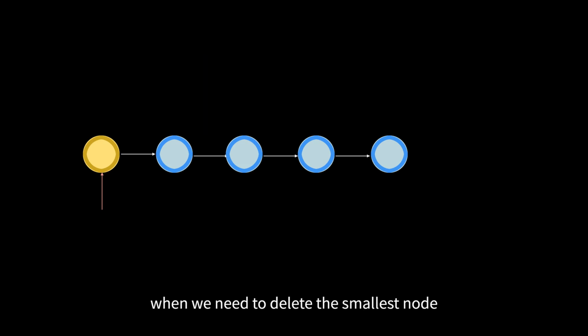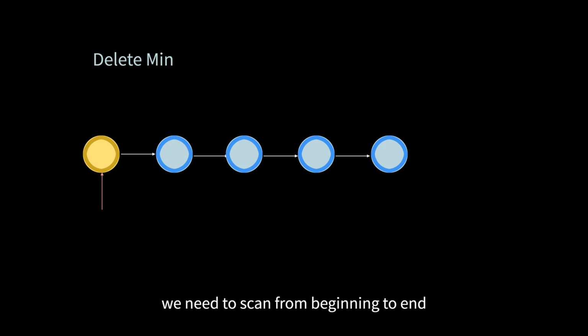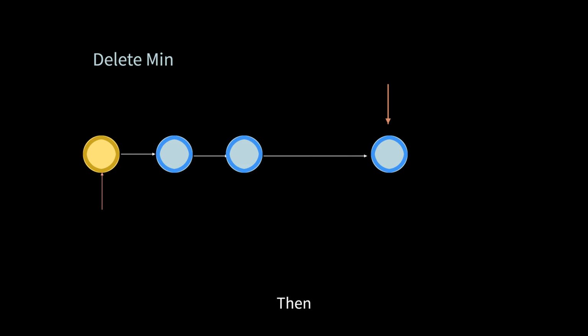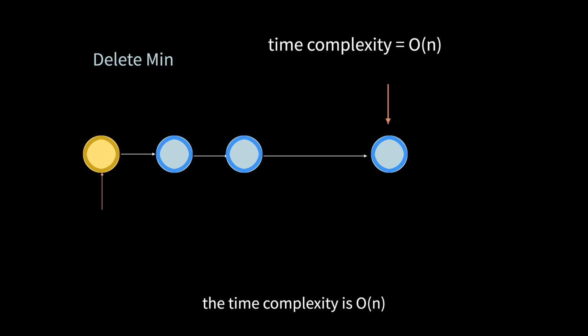Pretty good. However, when we want to delete the smallest node, we need to scan from beginning to end, find the smallest, and then delete this node. Because all nodes need to be traversed, the time complexity is big O(n), where n is the number of nodes. It will be slower.